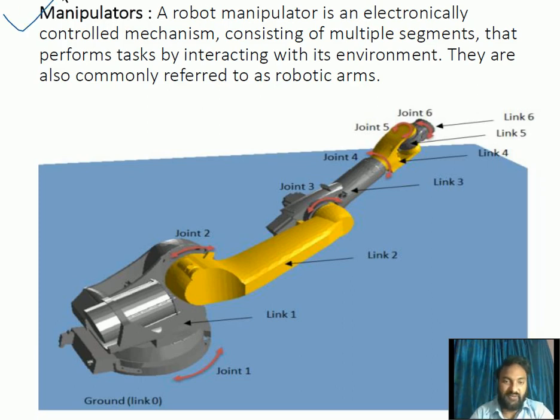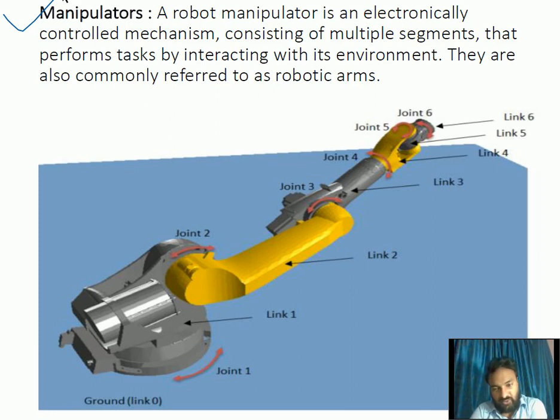From the definition, a robot manipulator is an electronically controlled mechanism consisting of multiple segments that performs tasks by interacting with its environment. They are also commonly referred to as robotic arms. In a more precise way, we can consider a robot manipulator as a device used to manipulate objects or items. When I say objects or items, it means some part.